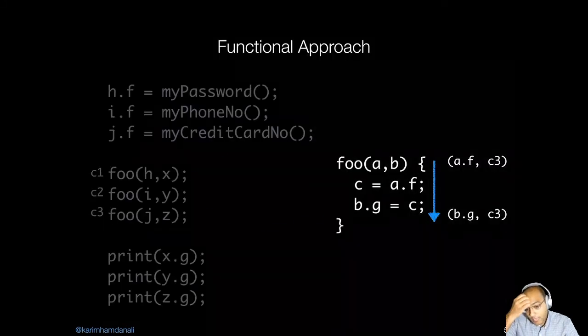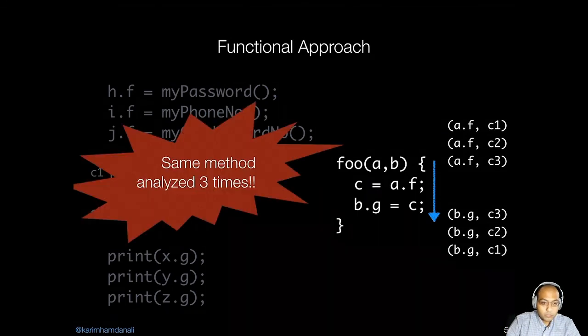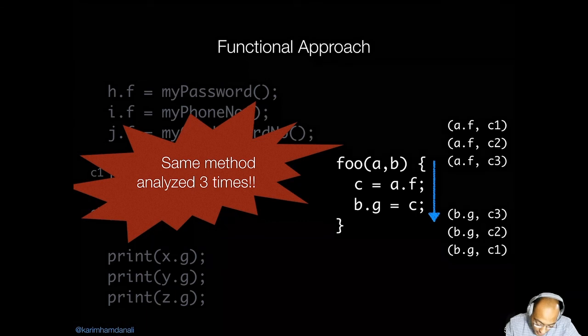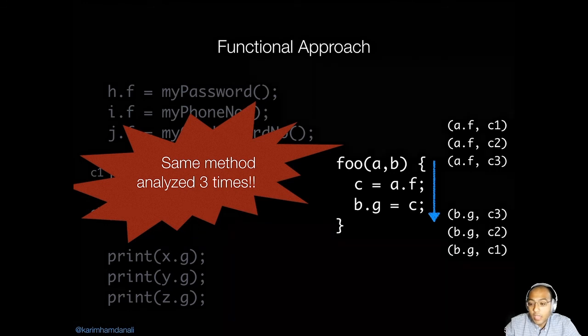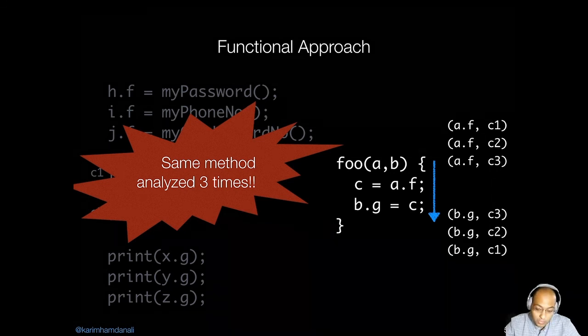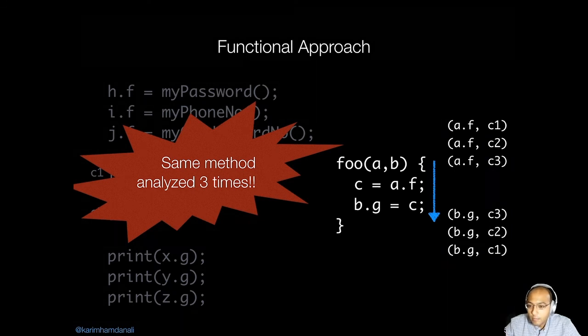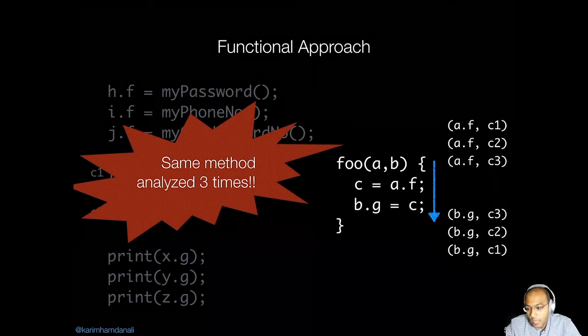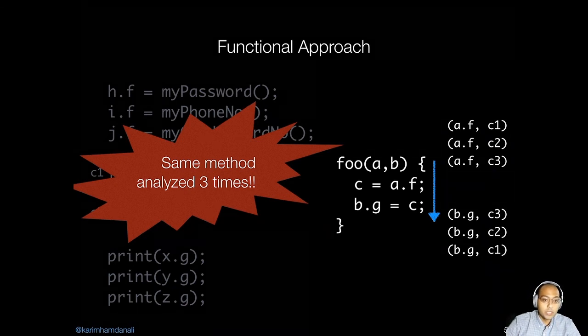So instead of analyzing the same method 3 times, the functional approach will create a summary of that method that we can then contextualize or parameterize with different values that we get from the context at every single call site. And the idea would be, like I mentioned earlier in our lecture today, that you analyze the method once, you have a summary, which is a function that you can then apply to whatever arguments you're passing along.